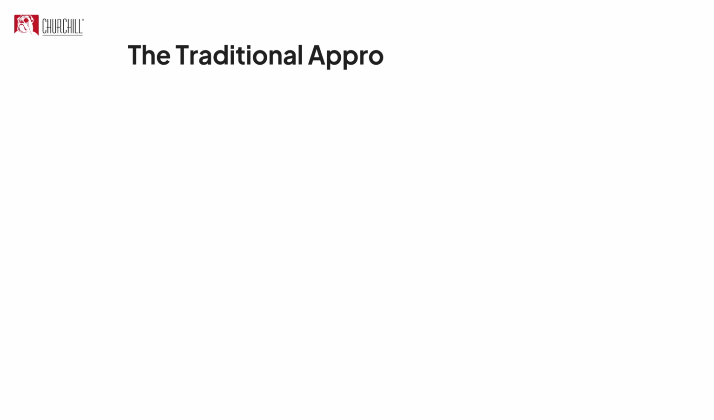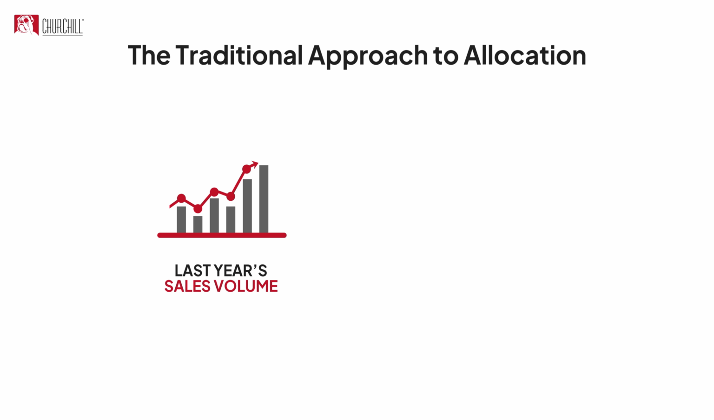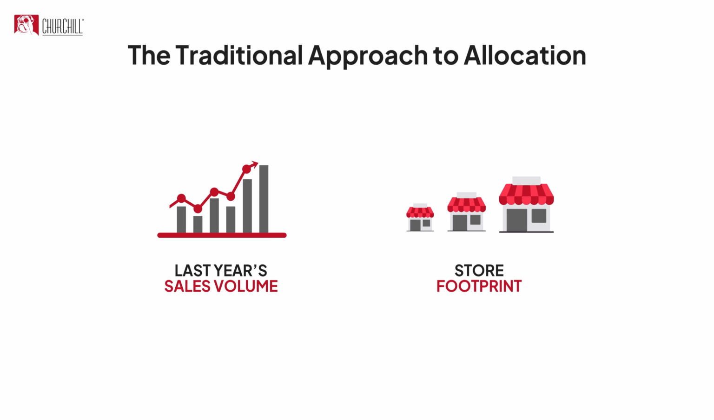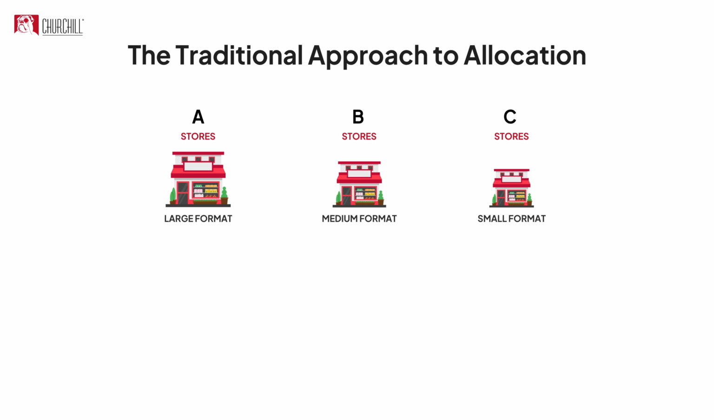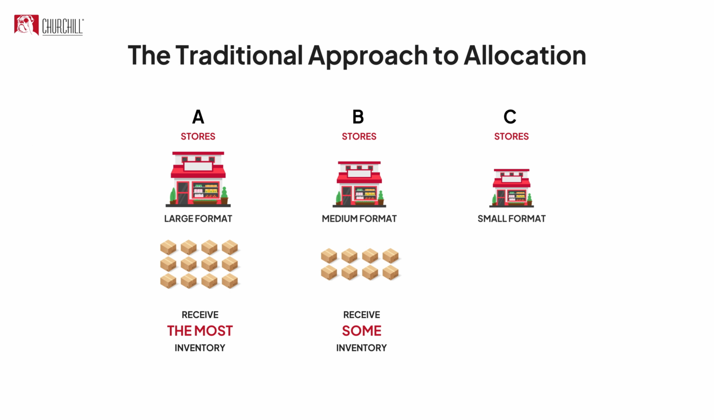The traditional approach is to allocate by last year's sales volume, or perhaps store footprint. Often retailers will group stores into an ABC format. The large A stores getting the most inventory, while the smaller C stores receive fewer. This approach will ensure that the large stores have sufficient inventory to cover the higher volume.